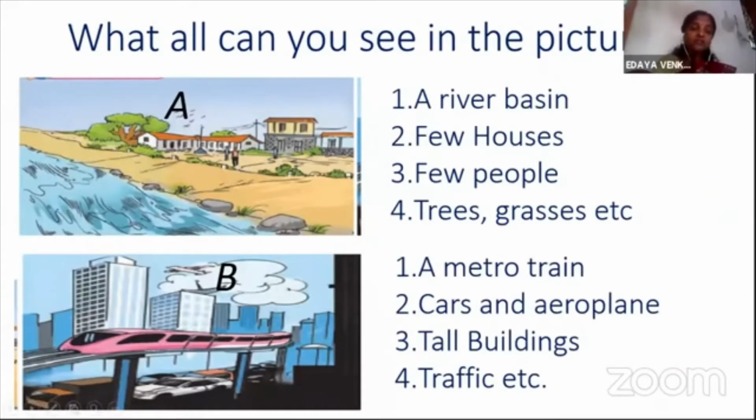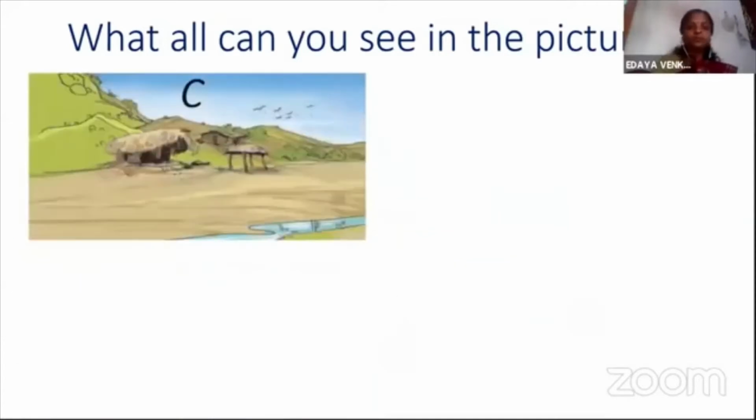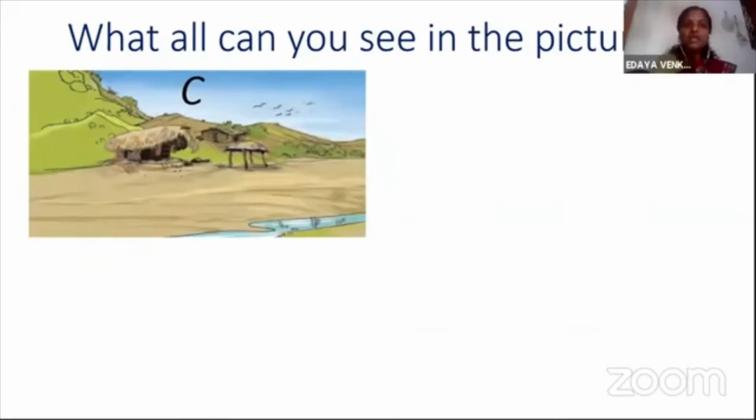You can see traffic. Traffic means what? There is a lot of population, maximum population here, and so traffic is seen in this picture B. Very good. So, we will move to picture C. What can you see in this picture C? Mountain, birds, small hut, cottages.